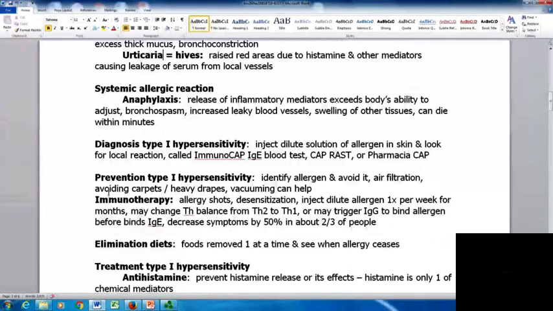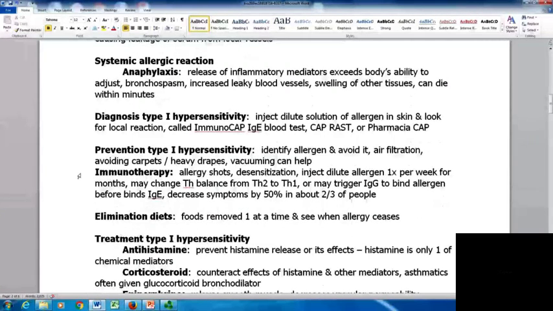Prevention of type 1 hypersensitivity. Most common way is identify the allergen and avoid it. Air filtration can be helpful. Avoiding carpets and heavy drapes that will hold dust can be helpful. Vacuuming can be helpful as well.